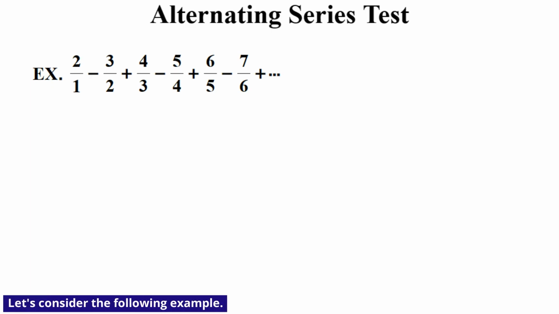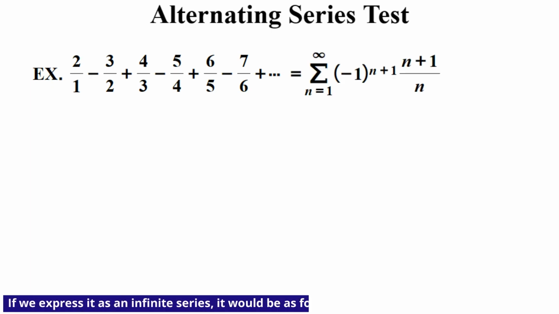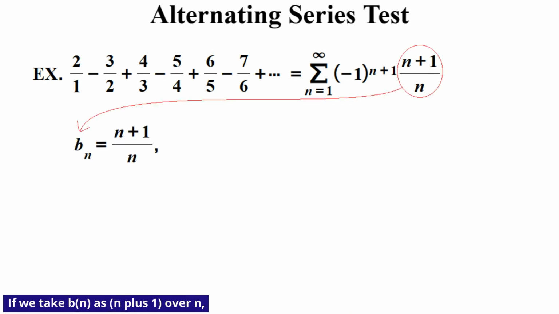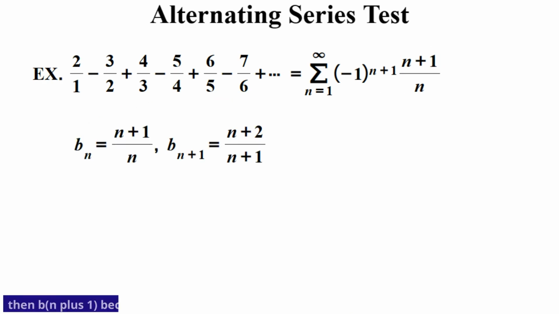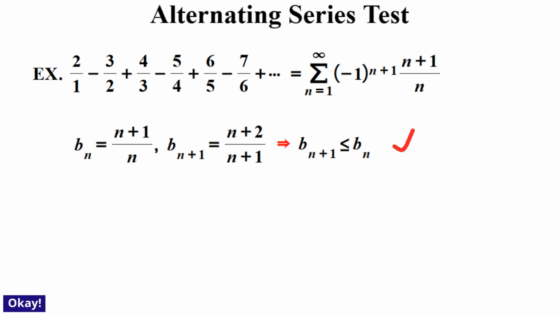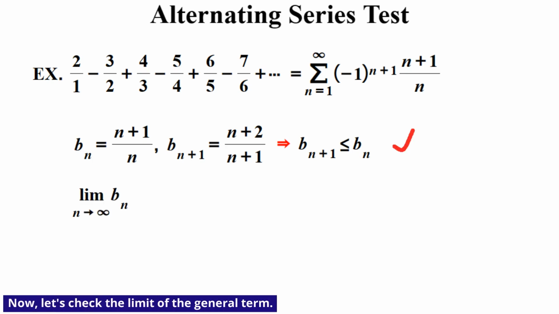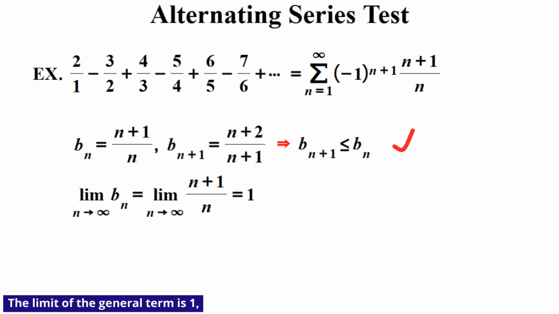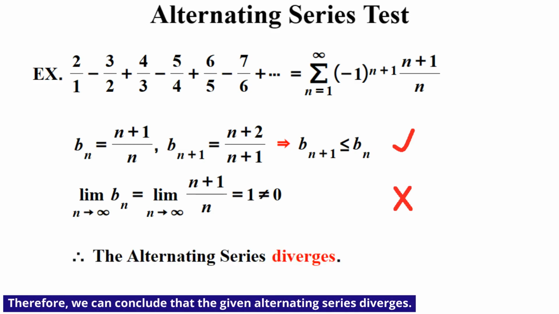Let's consider the following example. If we express it as an infinite series, it would be as follows. If we take b_n as (n+1) over n, then b_(n+1) becomes (n+2) over (n+1), and we can confirm that the terms decrease as n increases. Okay. Now let's check the limit of the general term. The limit of the general term is 1, not 0. It doesn't meet the condition. Therefore, we can conclude that the given alternating series diverges.